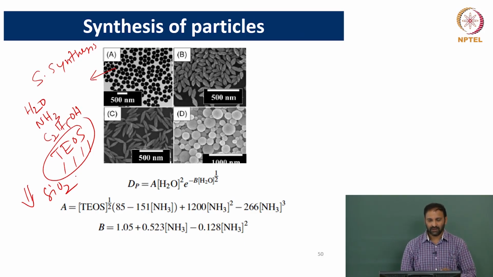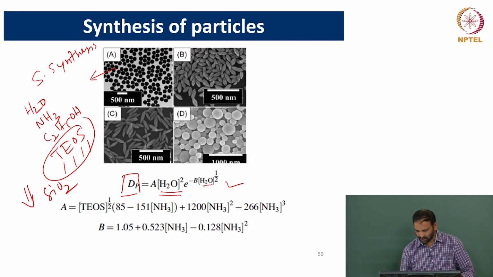There's a lot of work that has gone into the development of this synthesis procedure. It involves 2 reactions, a hydrolysis reaction and a condensation reaction. If you want more details, you can refer to the literature. But what people have done is come up with correlations that I can use for designing particles of a particular size. This dP is the size of the particle that I am generating by the Stober synthesis, and it depends on the concentration of the water that I am using.